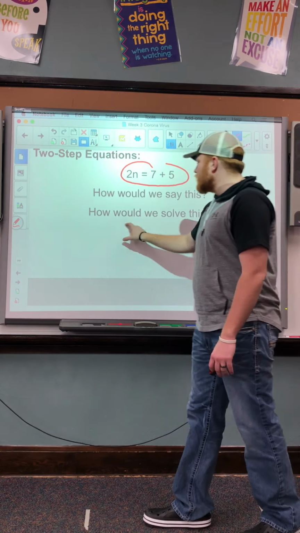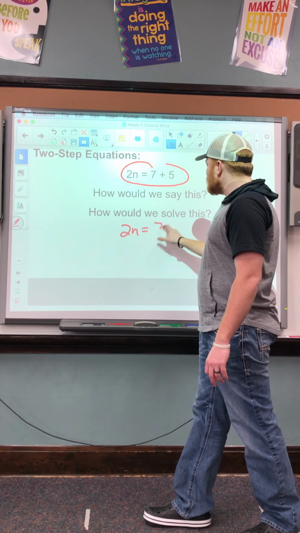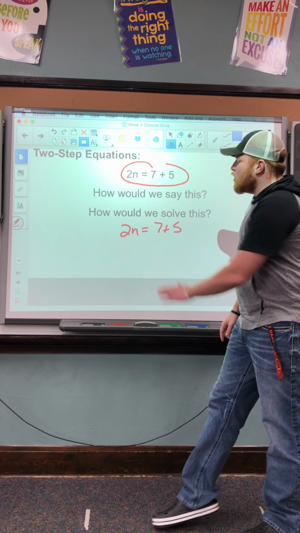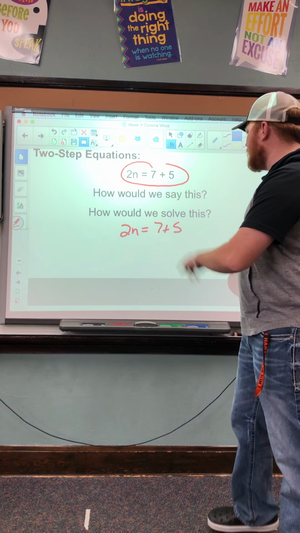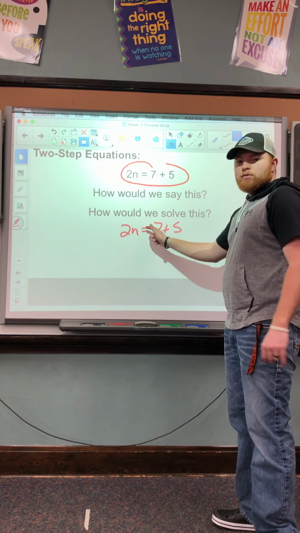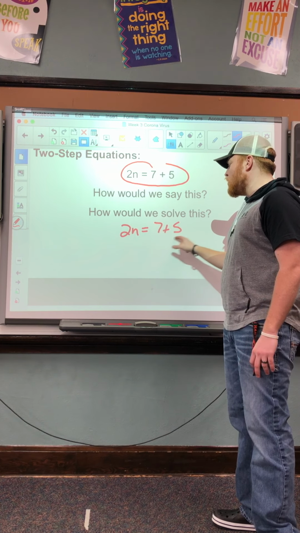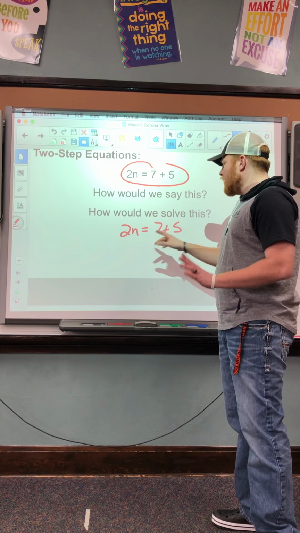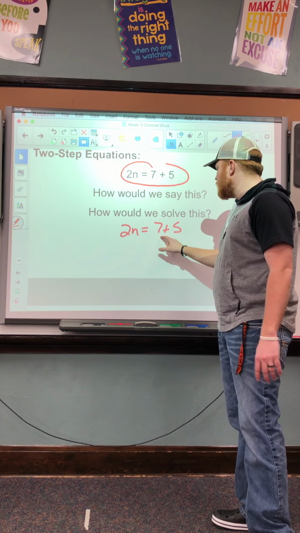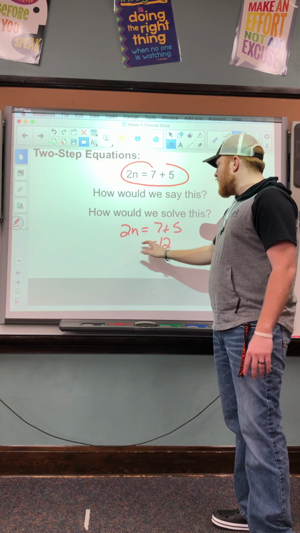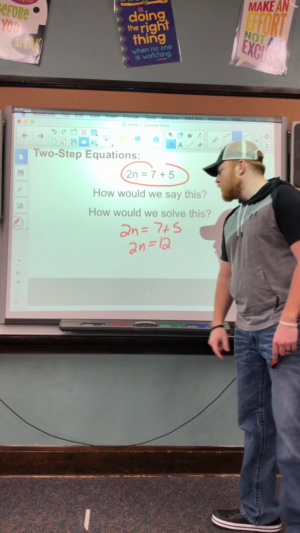Well, first, let's go down here, write it out. First, we don't worry about this side. We don't worry about the variable side. We leave that to the end. We deal with what we can at first. And we can do 7 plus 5 without having to deal with a variable. So we just add them together. 7 plus 5 is 12. And then 2n equals 12.